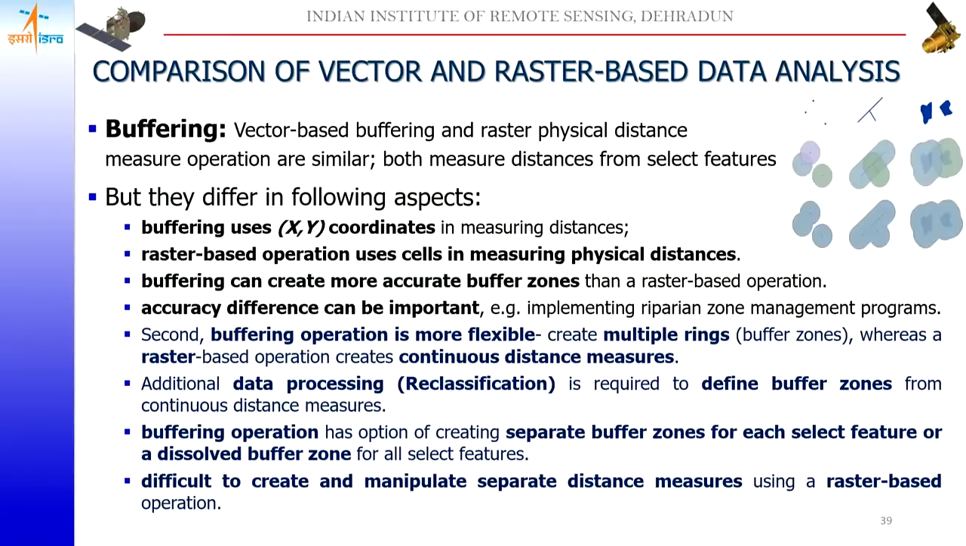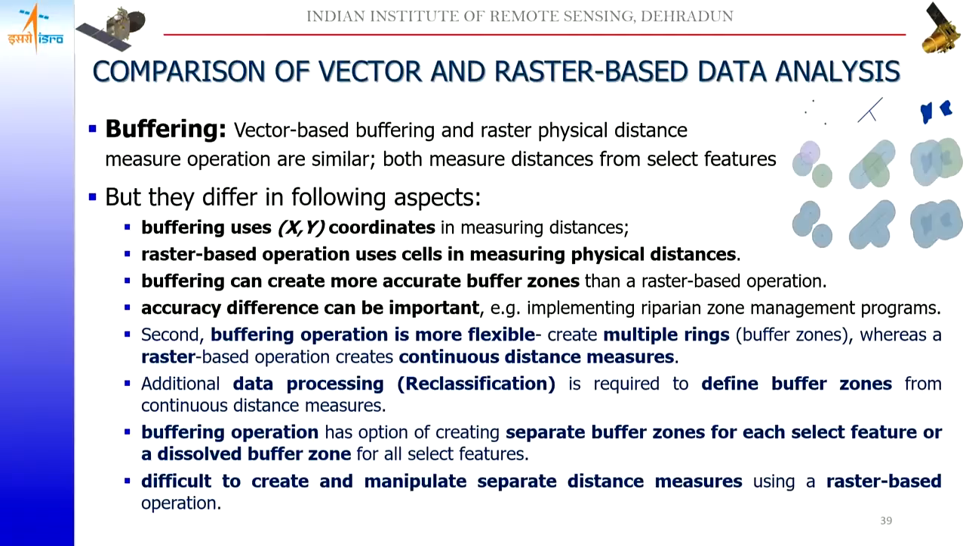From the vector perspective, the buffering operation can be quite useful if we have different buffer zones and we want to select different zones across each region, export them as a separate layer, and use them in further operations. We also have the option, if the buffered output has different regions merging, to dissolve them. Those kinds of capabilities are possible in vector. However, these are very difficult to do when manipulating separate distances in the raster operation.